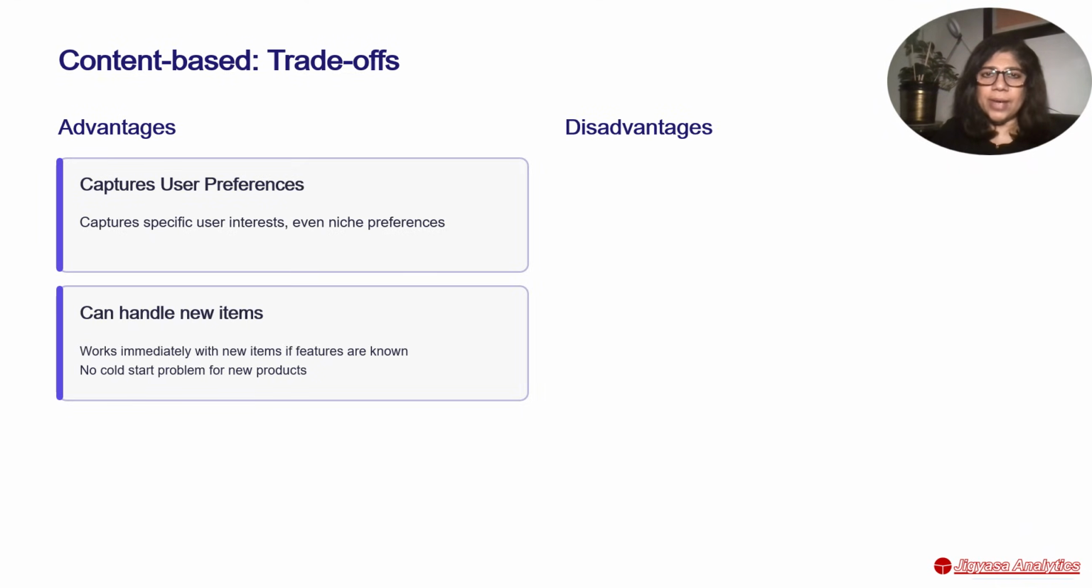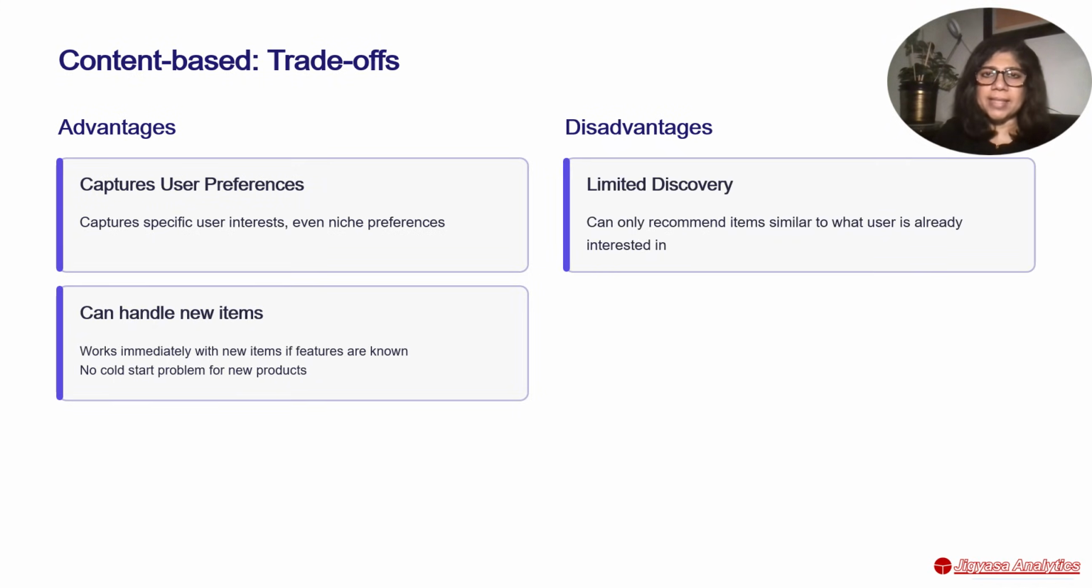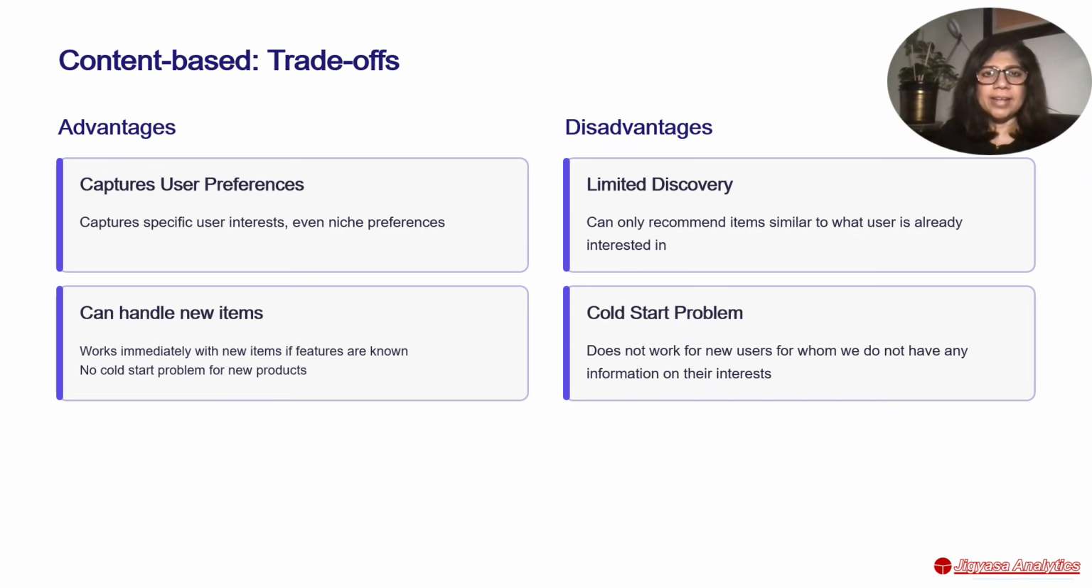This method also has some disadvantages. One disadvantage is that the model is limited in its ability to expand on the user's interest and can only recommend items the user is already interested in. The second disadvantage is that the cold start problem still exists for new users. The model does not work for new users as we do not have any information on their interests.